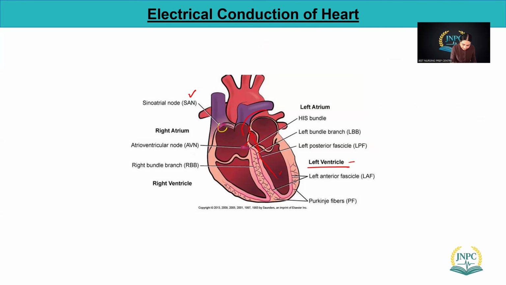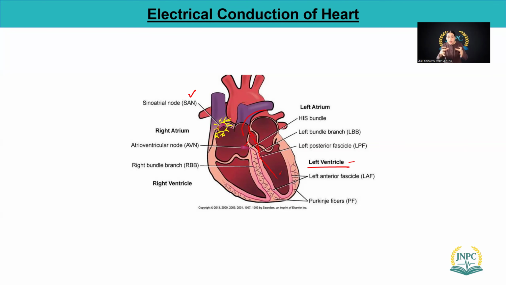So when the SA node is firing electricity, it is generating those impulses. Remember the golden rule: wherever a pulse is generating, that part will contract. Now when the SA node is contracting, where is the SA node? In the right atrium. That does not mean that it is on the right side of the heart. Both the atriums have to work, so both atriums will contract when the SA node is firing.